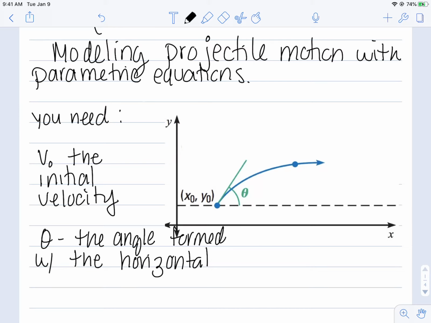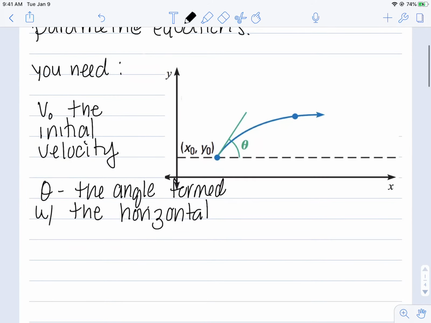Then you're going to use the following formula, and you might recognize it: x equals the initial velocity times cosine of the angle, and y is the initial velocity times sine of the given angle. We had something similar when we looked at vectors, very similar, and multiples of t.